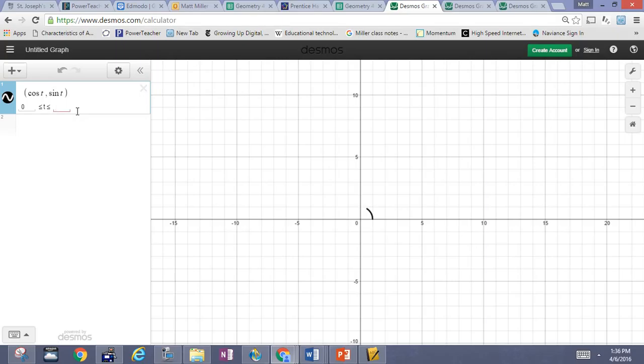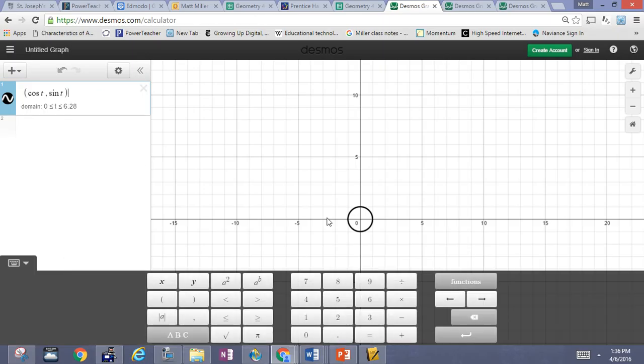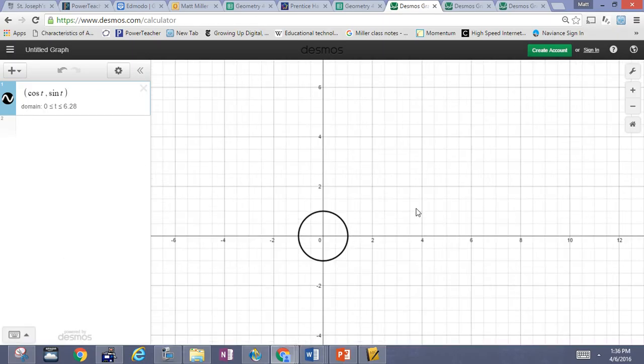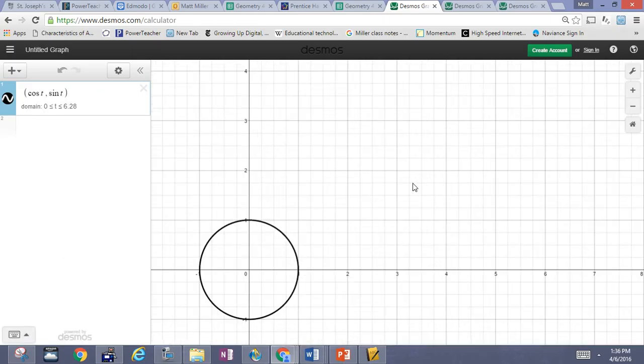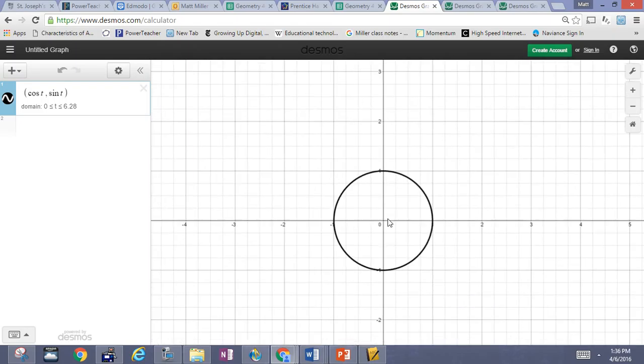You're going to have to put the decimal, 6.28. Okay, so that's that. We could enlarge that a little bit. Of course, that is static. That is not actually showing the motion, so you're not appreciating the dynamics of the parametric equation.